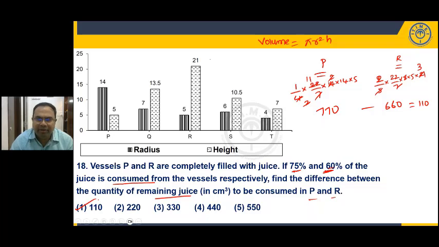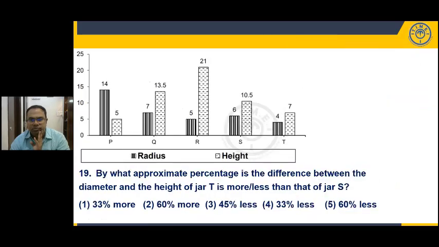First option. You might have taken directly 75% and 60%. That's consumed. I want leftover, no? So I have to take 1/4. Correct, Suma? Surya, check the answer. Now clear, Sampath and Surya? 19th question.